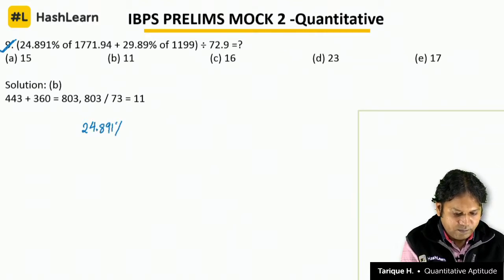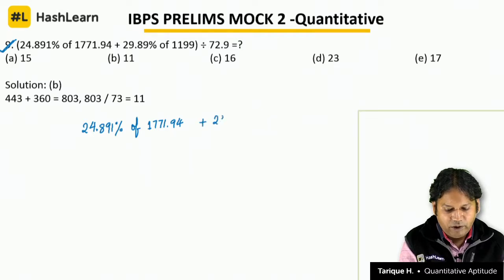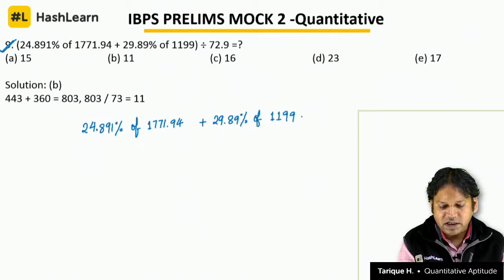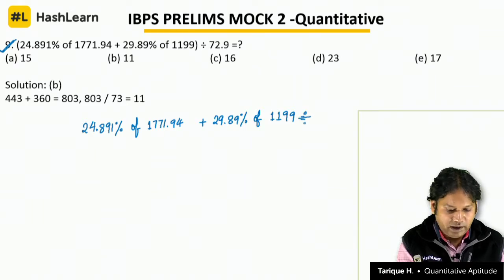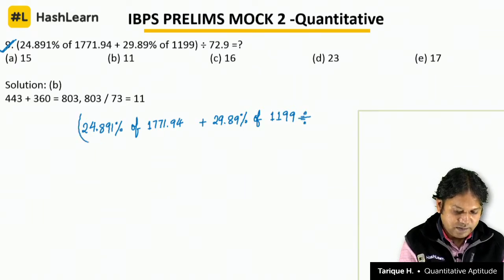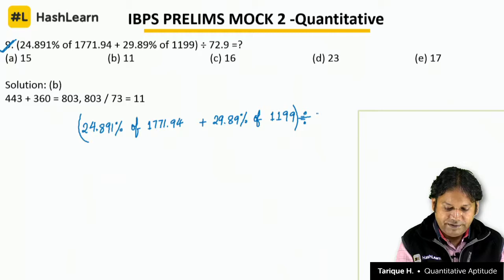24.891% of 1771.94 plus 29.89% of 1199, this entire thing in a bracket, divided by 72.9. If you are familiar with the shortcut techniques that we have discussed, what will be the answer?